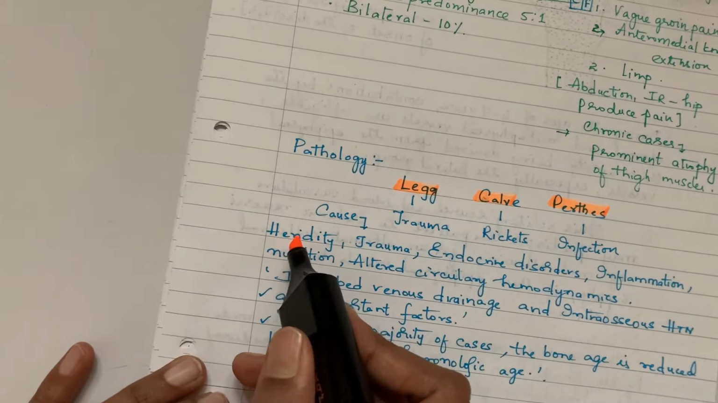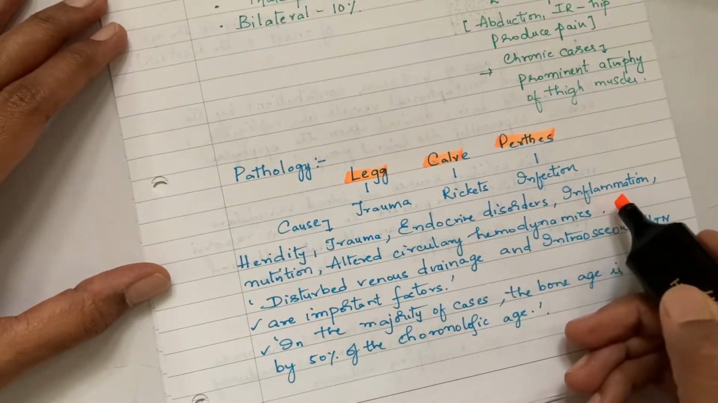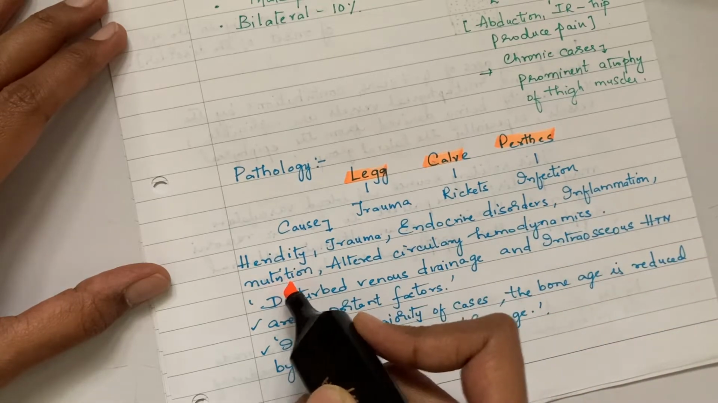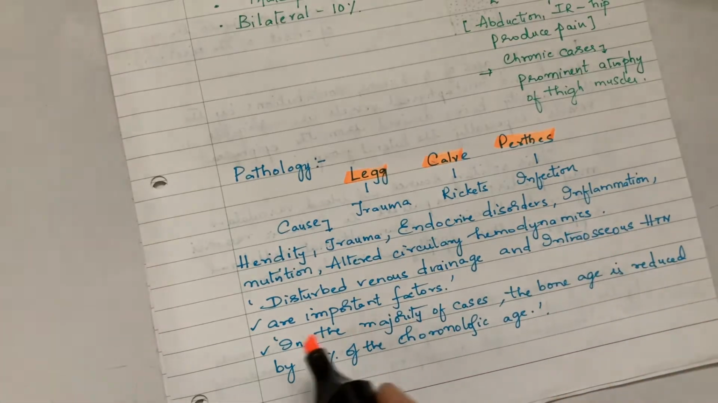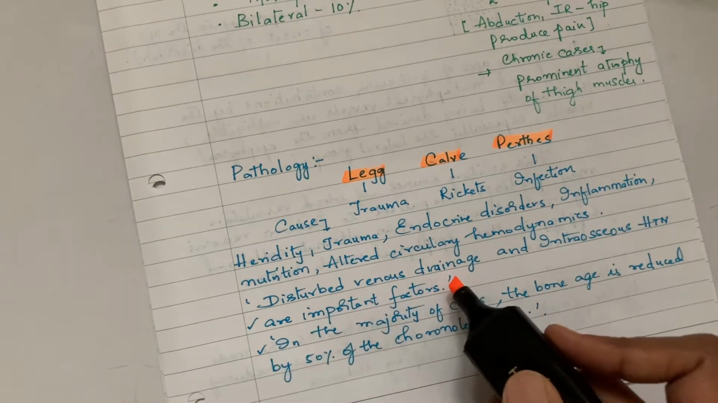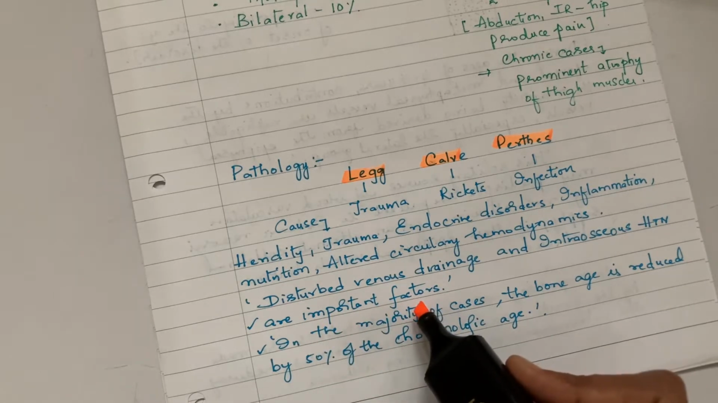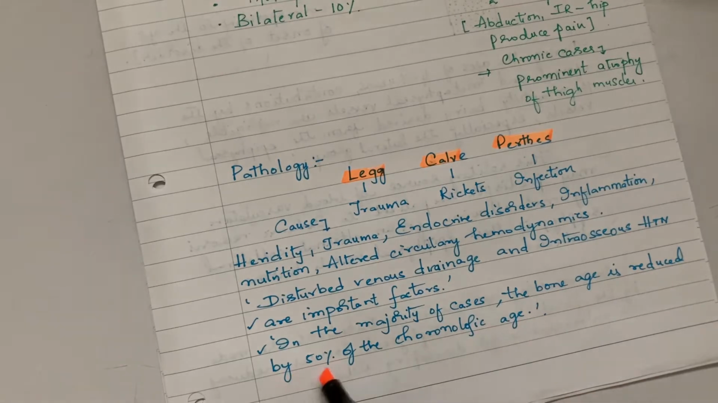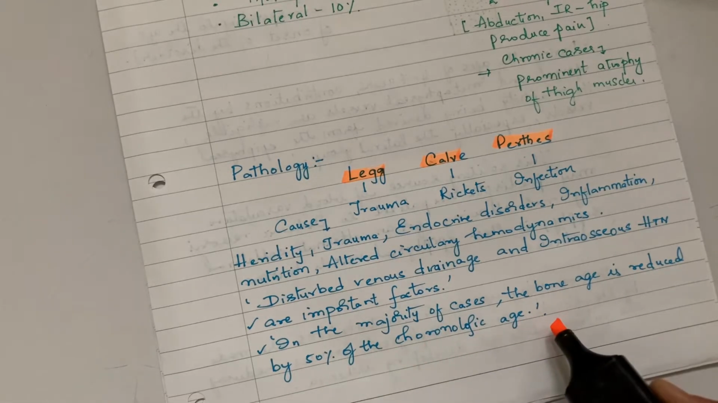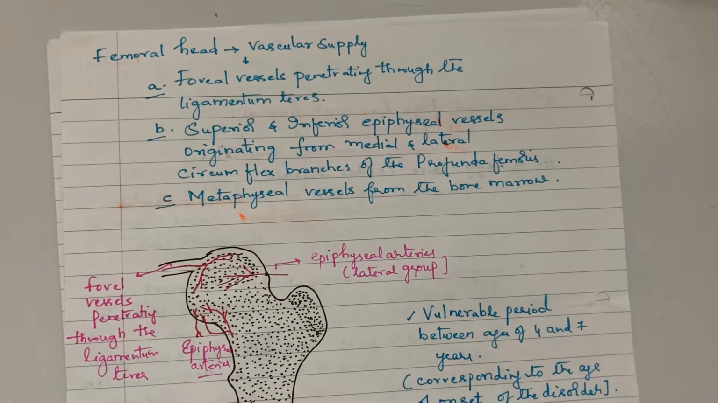We have hereditary, trauma, endocrine disorders, inflammation, nutrition related, and altered circulatory hemodynamics. Here what happens is there will be disturbed venous drainage and intraosseous hypertension. These are the important factors. In the majority of cases, the bone age is reduced by 50% of the chronological age. So in pathology, why does avascular necrosis occur?